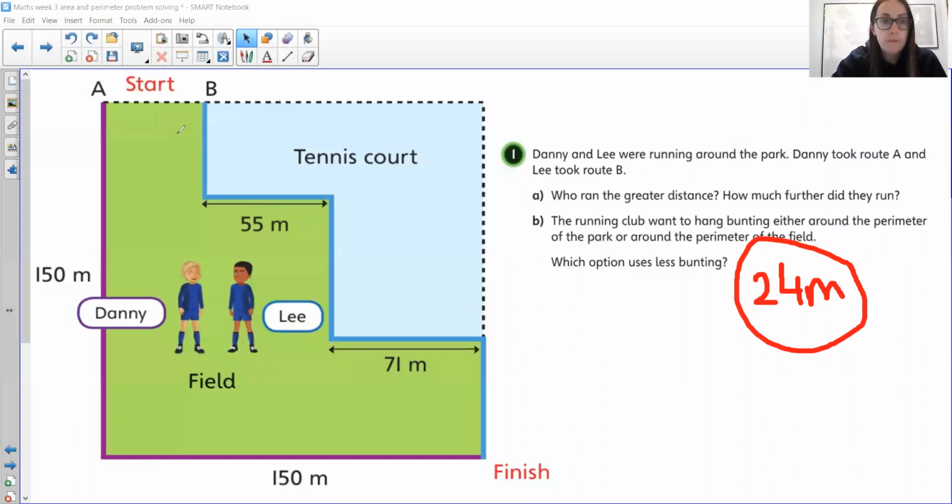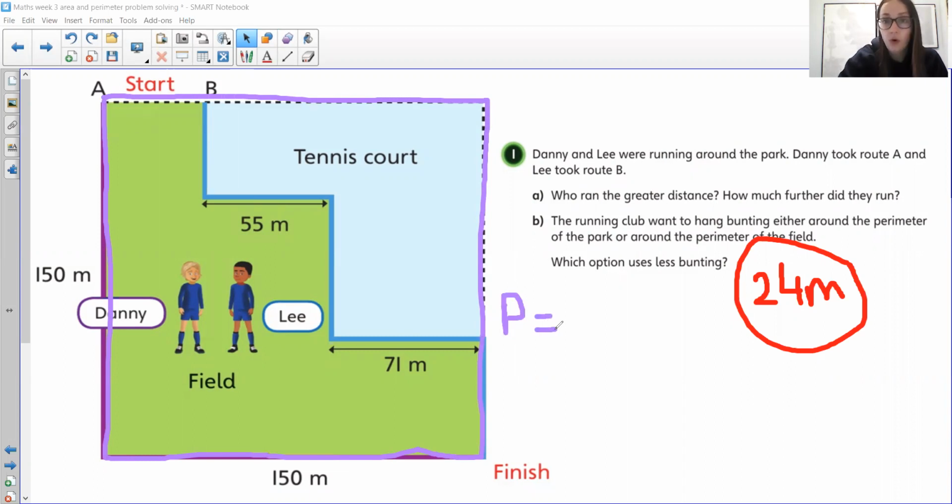So let's go back for purple and let's have a look at the perimeter of the whole field. To do the whole field, I'm going to go down this side, which is 150 meters, along this side, which is 150 meters, this side, which is 150 meters because it's a square, and this side, which is 150 meters because it's a square. All the sides are the same. So the perimeter for the field is 150 times 4, or 150 add 150 add 150 add 150, which is 600 meters. I know that because 15 add 15 is 30, add 15 is 45, add 15 is 60. So 15 times 4 is 60, so 150 times 4 is 600.